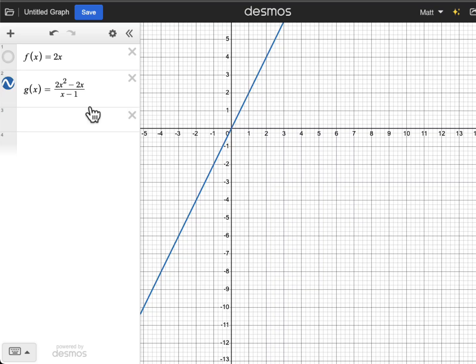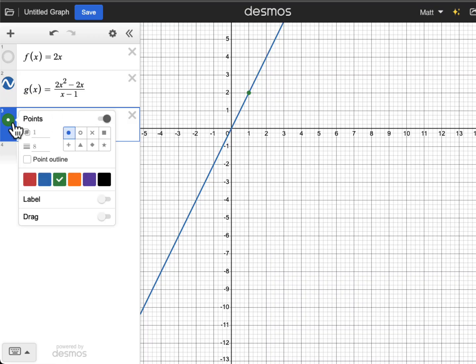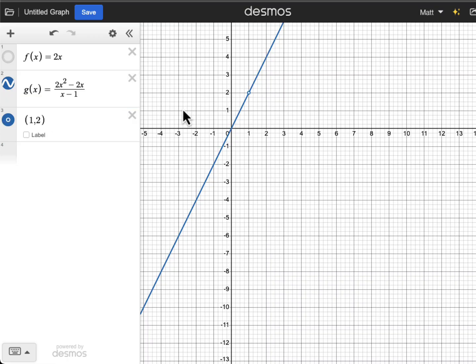Now the graph of g of x looks continuous when you graph it in Desmos. It does not automatically show you that there's a missing point when x is 1. If you want this missing point to be shown permanently, then you have to type in the point (1, 2), then make it blue, and then make it hollow. And this will leave a hollow point in the correct position permanently.